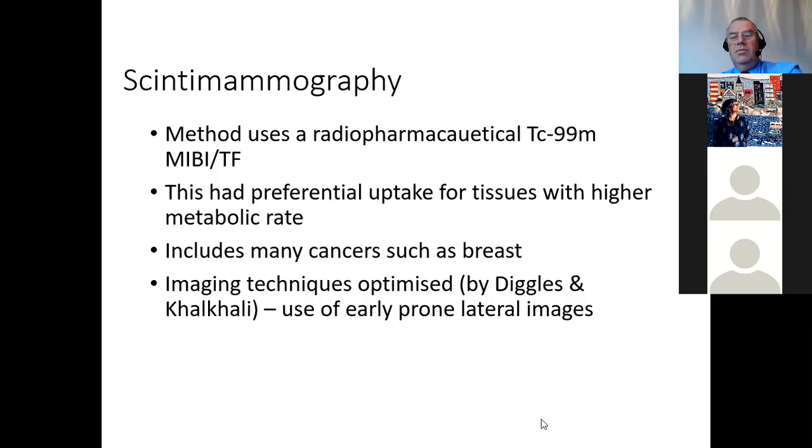Now, we do sometimes see breast lesions with FDG. I reported one a couple of days ago that needed further investigation. But to actually see the whole breast very easily, you need to get very close and sometimes even compress the breast. There are machines that try to do that with 511, but they've not really taken off. So the technique that has been used was optimized at UCLA by Linda Diggles and Iraj Kalkali, and they use prone lateral images, which enable you to see the breast much more easily.